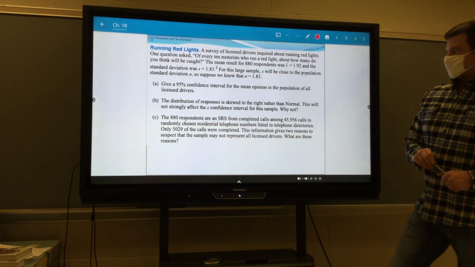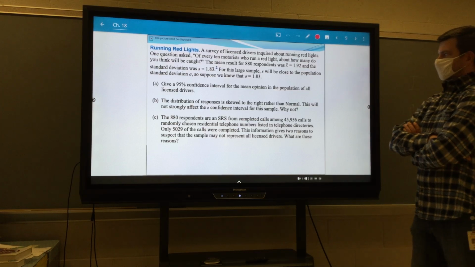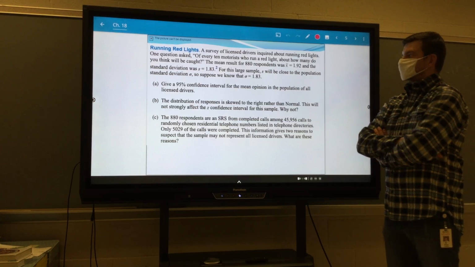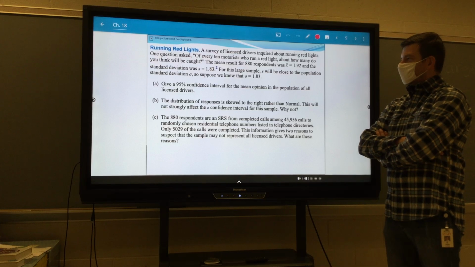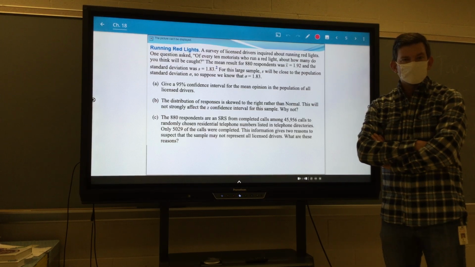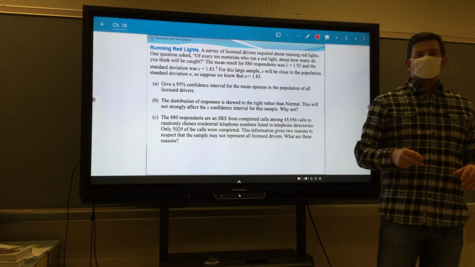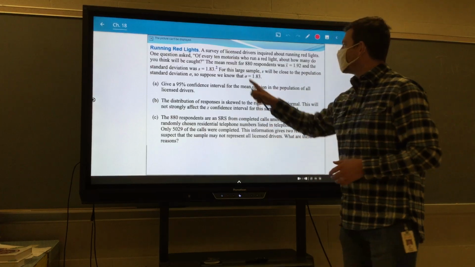Here's an example problem. It says, a survey of licensed drivers inquired about running red lights. And one question asked, of every 10 motorists who run a red light, about how many do you think will be caught? Okay, this is a survey question to people in this town. Out of 10 people who run a red light, how many do you think are caught?